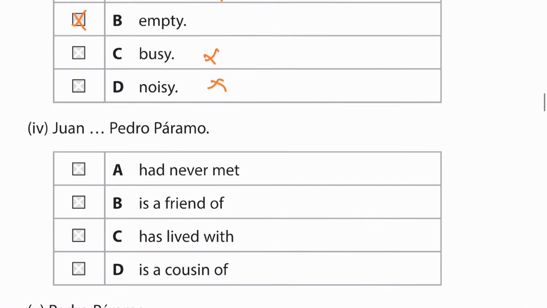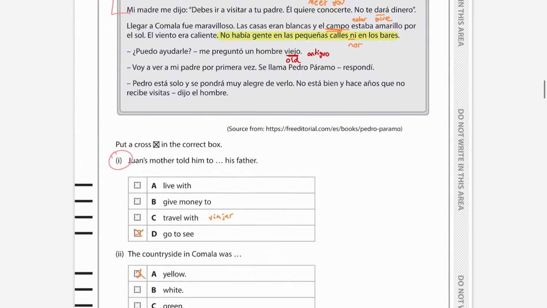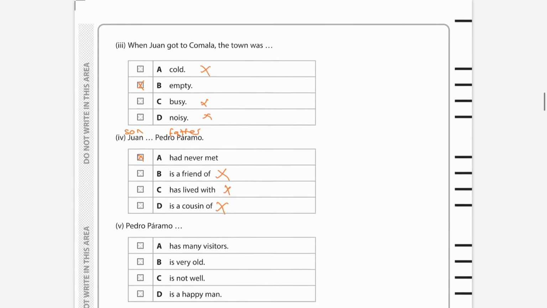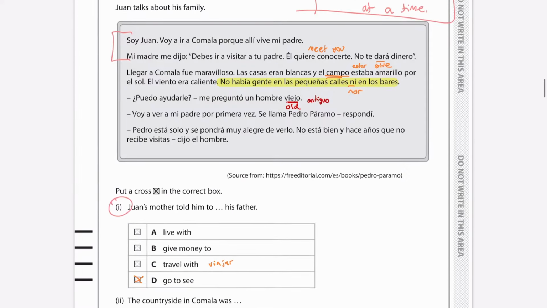So Juan, this is the son, this is the father. Has never met, maybe is a friend of, nah. Has lived with, also no, is a cousin of, no. The first one is the answer, it's A. Juan is the son, Pedro is the father. Up to now, I think it's all been quite easy, especially if you're a higher tier student, which is what this paper is, higher tier paper. You should be getting almost full marks, I think. Okay, let's continue. Last little bit on Pedro.